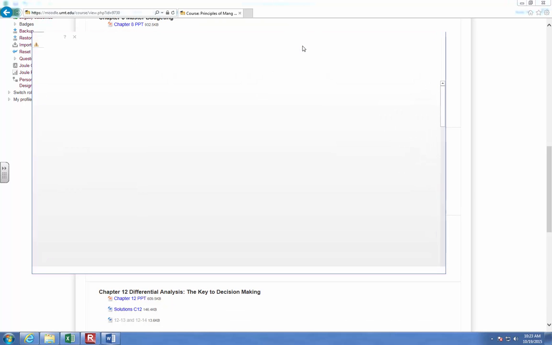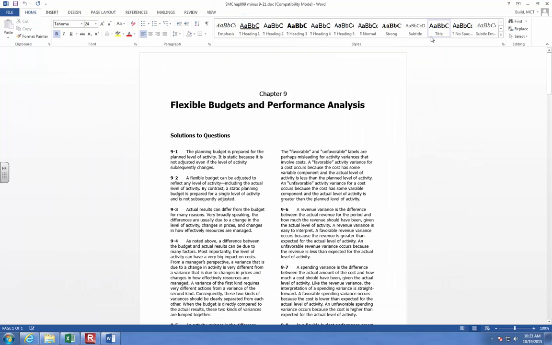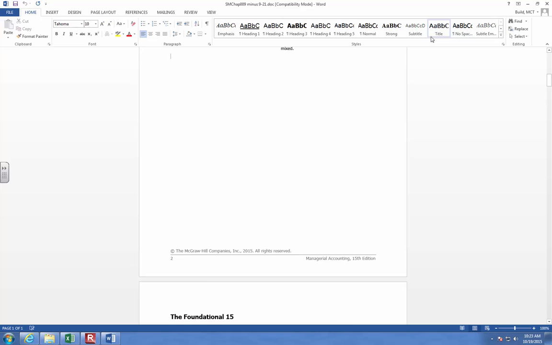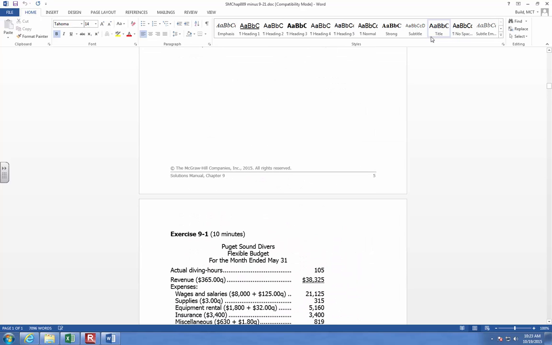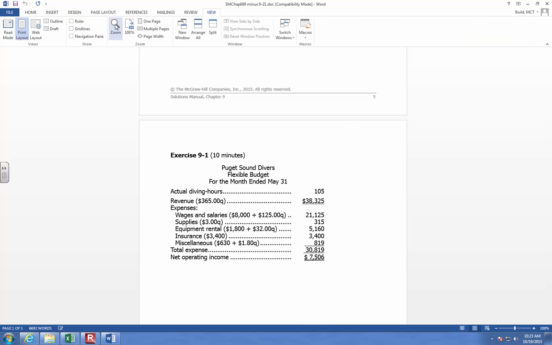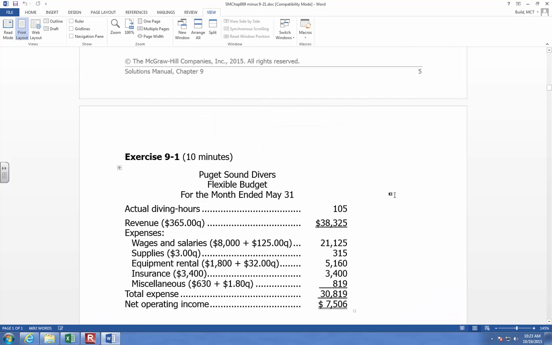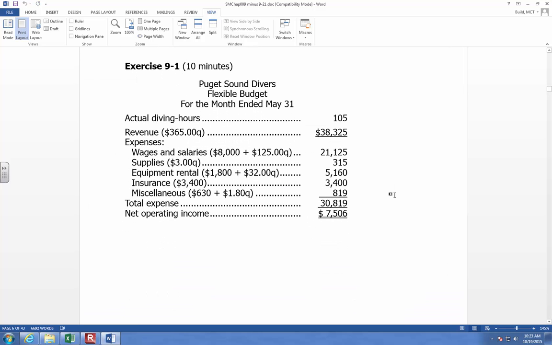So are they asking you to do the whole analysis that we just completed in 9-5? No, they just want you to do the flex budget. Let's get in here. Basically all they're asking is for the column that would read flexible budget, can you prepare what should have happened at the 105-hour level? Shouldn't be any issues here.